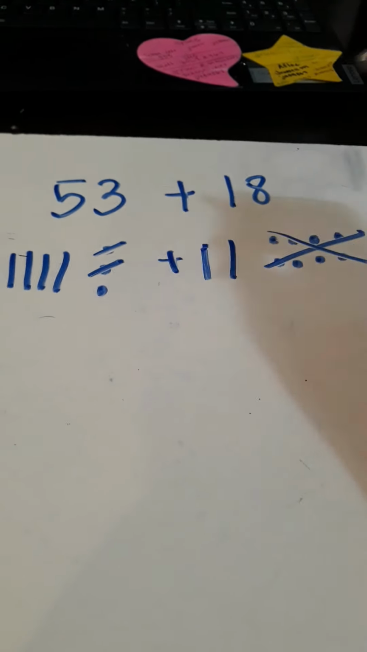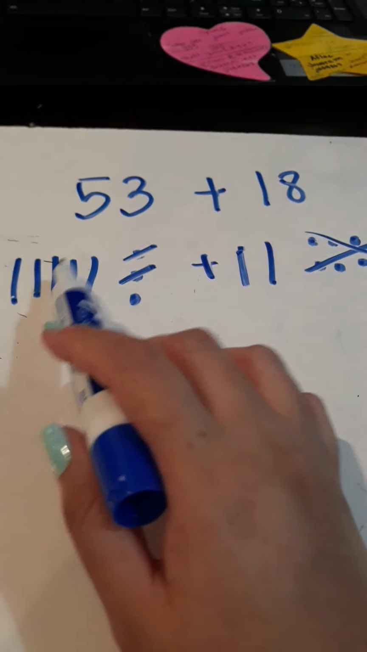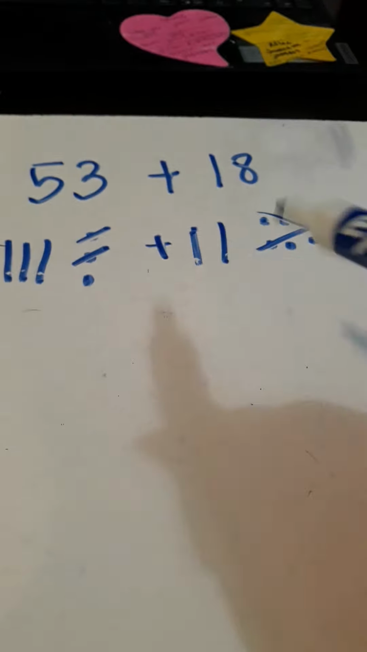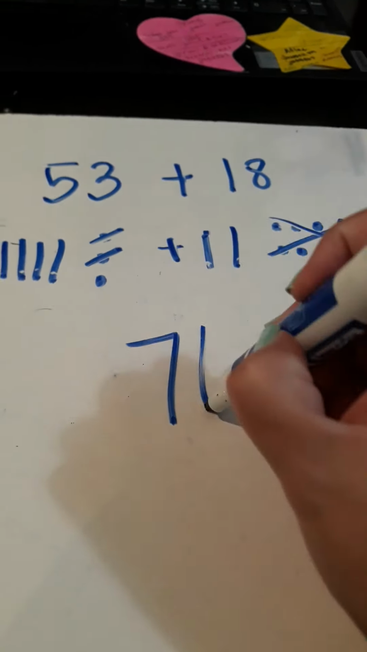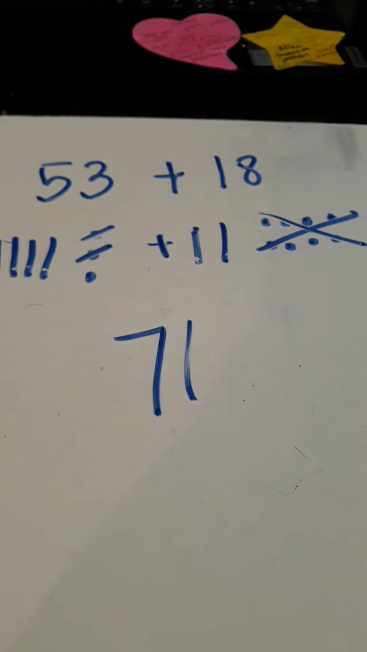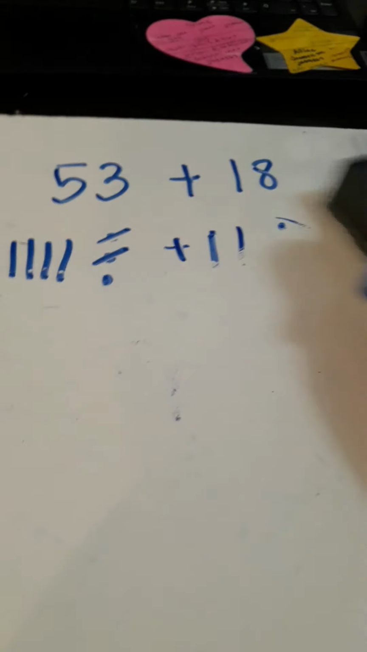So let's draw the other 10 here. We cross out the ones that we used, and then we have that one left. Now let's count our tens. 10, 20, 30, 40, 50, 60, 70. And how many ones do we have left over? 1. So our answer is 71. Okay, let's try a different number.